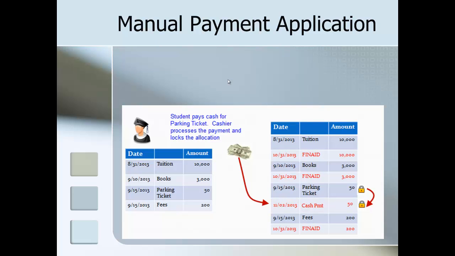We can also use this manual payment application system. So you may have an institutional rule that says pay tuition first. So if the student walks into your office with $50 to pay off that parking ticket, your automated payment application may say, well, I've got $50. I'm going to apply that to tuition. So it will pay off that first $50 of that $10,000 tuition charge. Manual payment application lets the cashier go in and say, no, this $50 is to pay off this parking ticket, and then that parking ticket would then be considered paid.